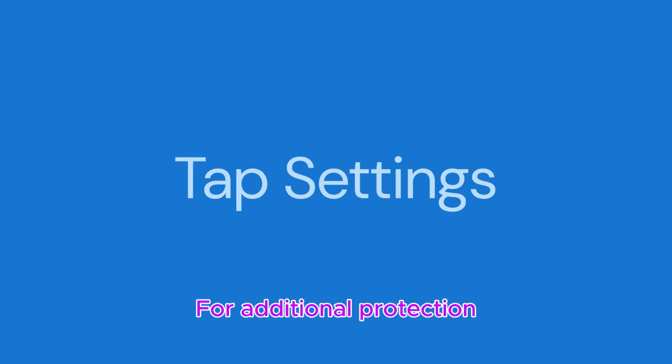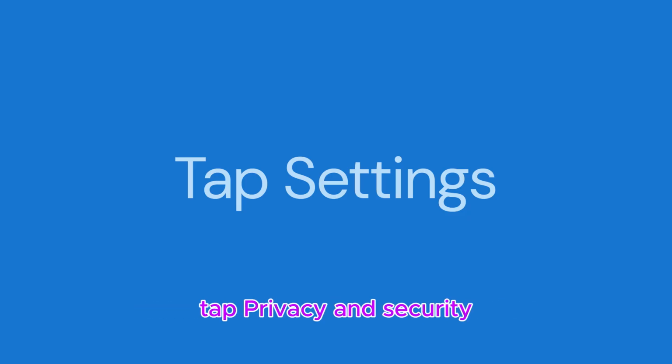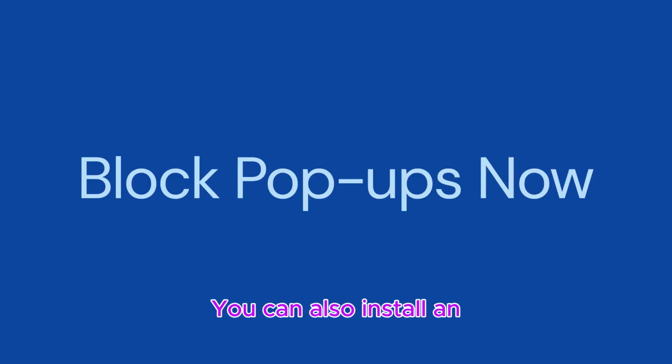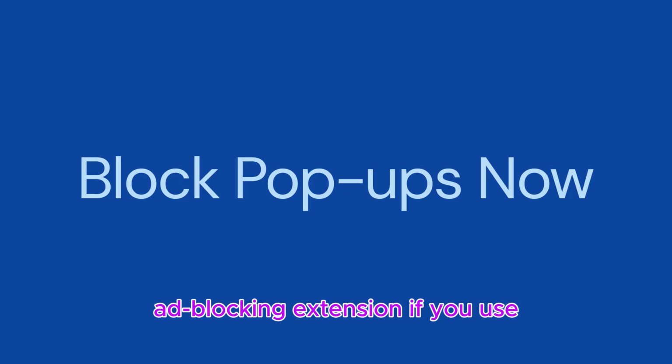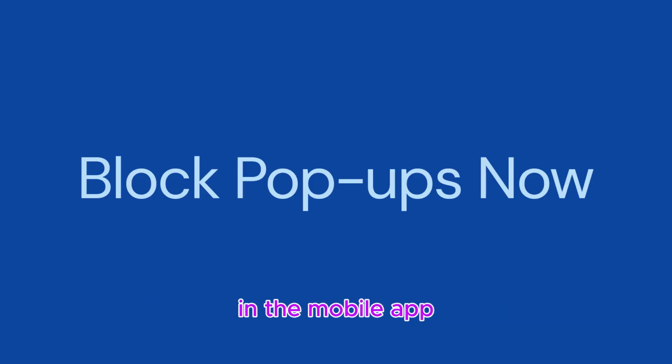For additional protection, enable Chrome's built-in ad blocker. In Chrome settings, tap Privacy and Security, tap Safe Browsing, select Enhanced Protection for the best blocking of malicious pop-ups and ads. You can also install an ad blocking extension if you use Chrome on Android in desktop mode, but extensions are not supported in the mobile app.